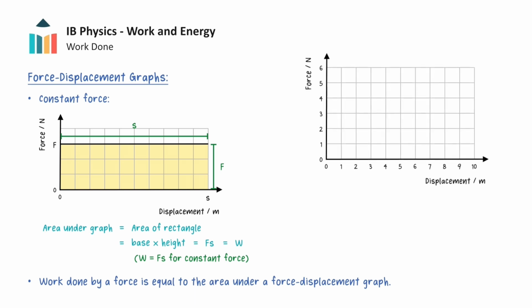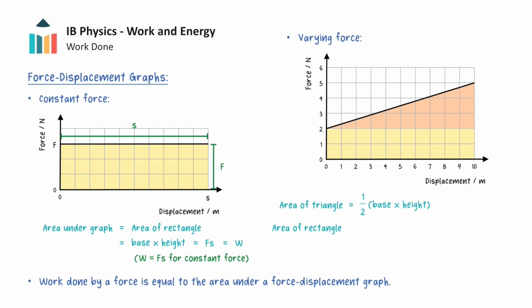The advantage of a force displacement graph is that the area under the graph will give the work done by a varying force. Consider this force that is increasing with displacement. We can split the graph into a triangular section and a rectangular section and calculate each area separately. The area of a triangle is given by half base times height, with base length 10 meters and height 3 newtons, giving 15 joules of work done. Similarly, the area of the rectangle with length 10 meters and height 2 newtons gives 20 joules of work done. The sum of both areas will then give a total work done of 35 joules by this varying force.